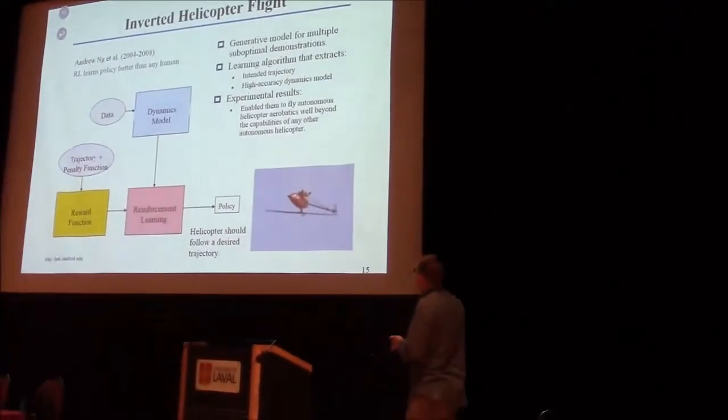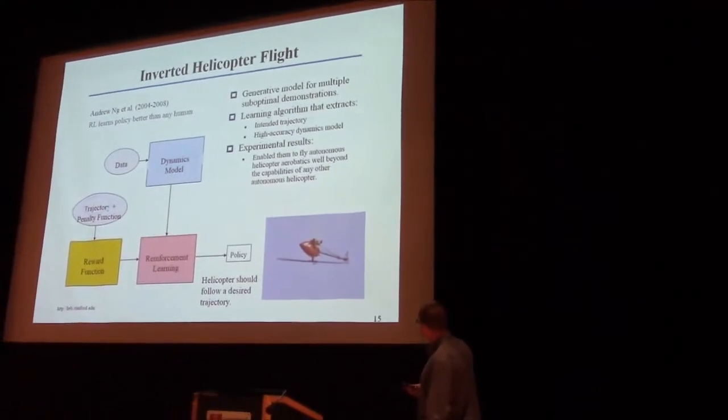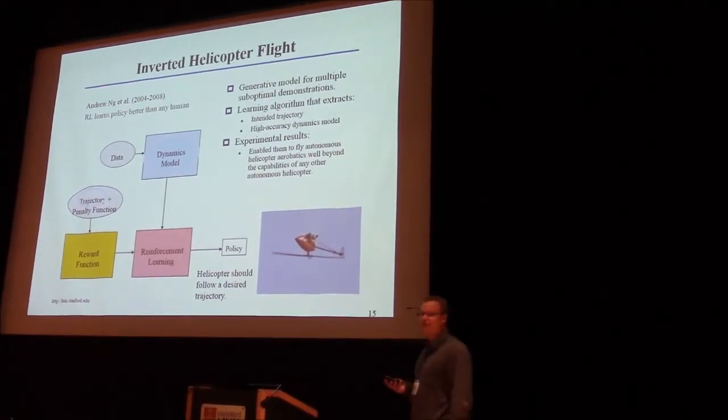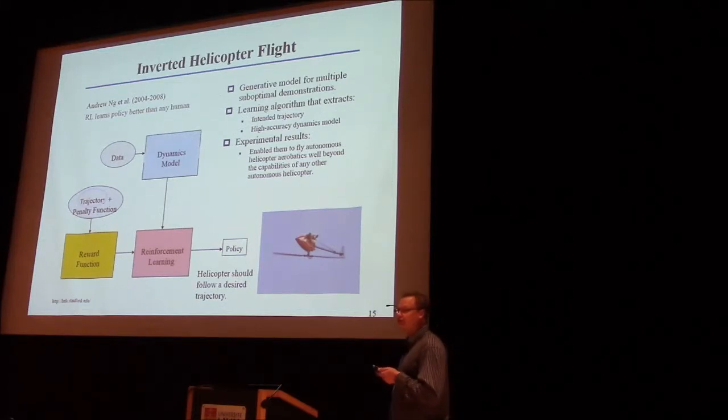So how did you do this inverted helicopter flight? It has some differences to the play and go. If you would play out until the helicopter is smashed, that would not be a very good idea. So you have to do things a bit differently when you actually have embodied tests. So what they're doing here is that they have to use a more model-based approach of reinforcement learning.